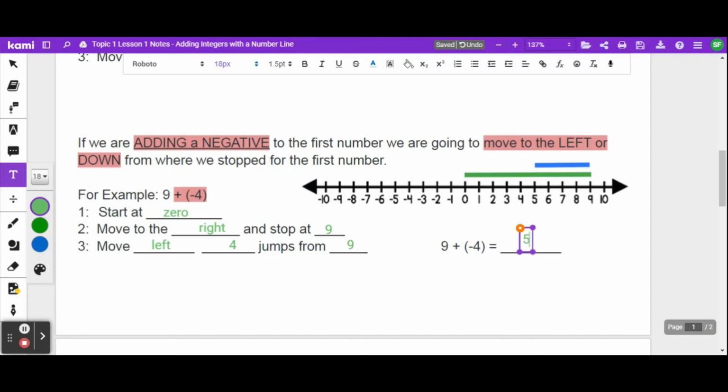Make sure you understand the movement. Adding a positive, you're moving to the right. If you're adding a negative, you're going to be moving to the left.